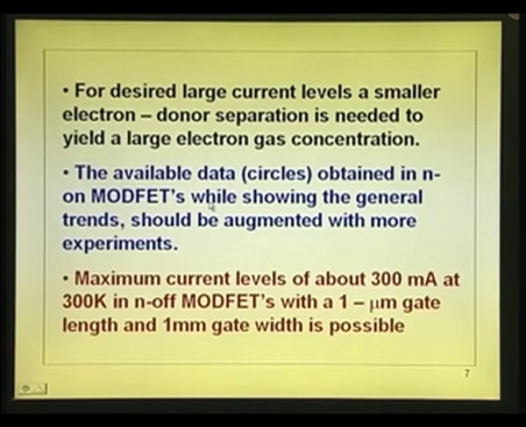So, this is summing up what we have said now. For desired large current levels, a smaller electron donor separation, that is a spacer layer, is needed.